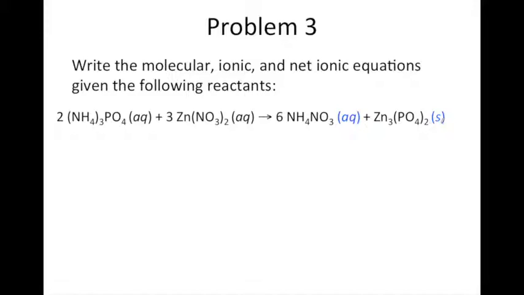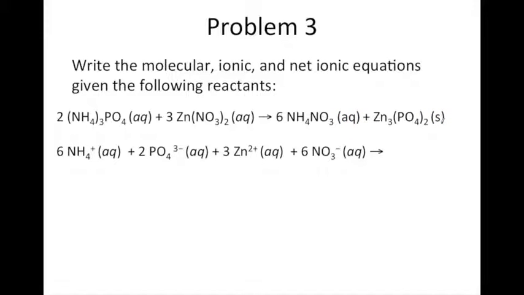Now we need to write our ionic equation. So for each reactant that's aqueous, that's a strong electrolyte, we need to write it in its dissociated form. So we have 2 and 3 here. So we have 6 moles of ammonium, aqueous, and 2 phosphate. So this dissociates to give us 6 moles of ammonium, 2 moles of phosphate. Here, the zinc nitrate dissociates to 3 zincs and 6 nitrates. And our products, our ammonium nitrate is soluble, so we get 6 ammoniums and 6 nitrates. And the zinc phosphate, of course, is insoluble, so it does not dissociate.